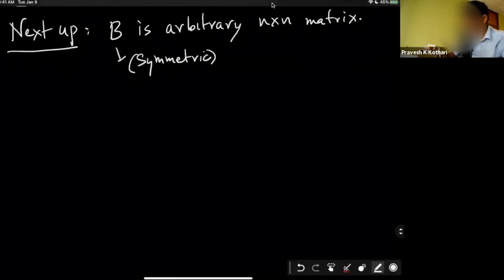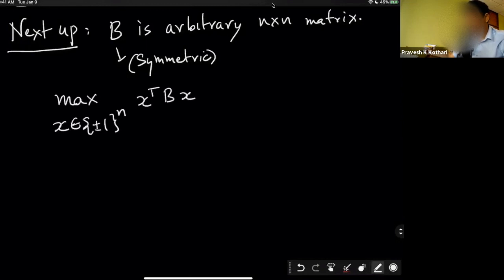So what are we interested in? We are interested in maximizing X transpose BX over plus minus 1 to the n. A priori, it's not even clear that the optimum value, let's call it opt of B, is non-negative. B is completely arbitrary. B is not positive semi-definite. So it's not clear why opt of B should even be non-negative.